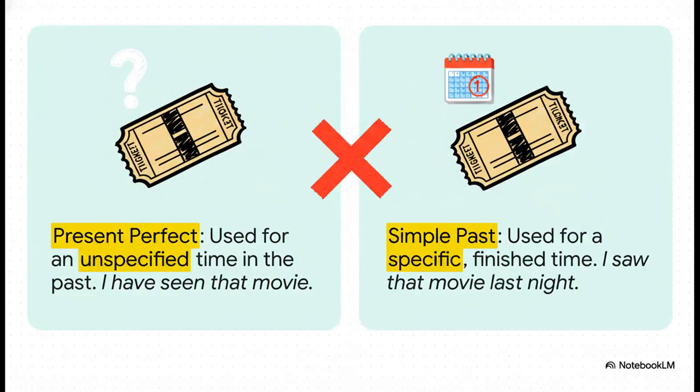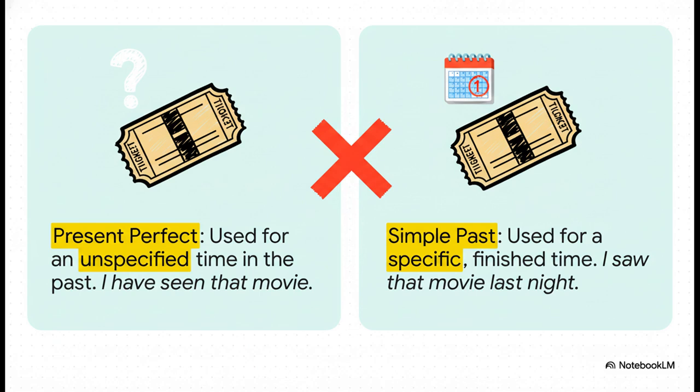So here's the absolute key. The simple past is for actions that are over and done in a finished time period. If you say when it happened, like last night or yesterday or in 2010, you have to use the simple past. I saw that movie last night, done. But the present perfect, our bridge tense, is for an unspecified time. I have seen that movie. When? Who knows? It doesn't matter. So here's the golden rule. Do not use the present perfect with specific time words like yesterday.